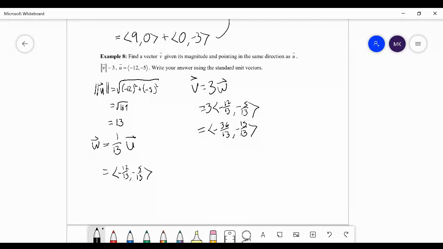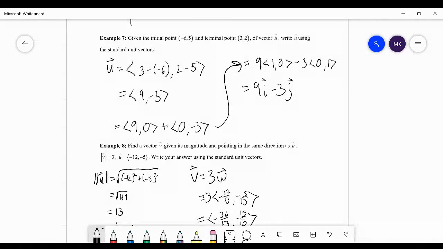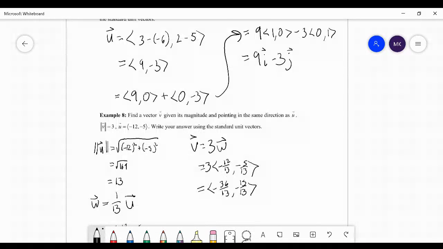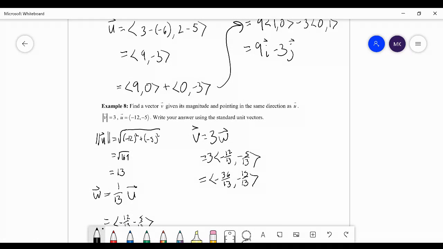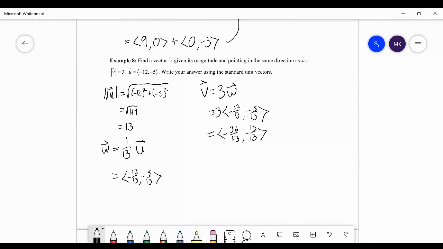Okay, so now to write this in standard unit vectors, we could do the same thing we did here, where we split it to be like 9, 0, 0, negative 3, factored out. But we can also just see that what happened is I just took the component that's in the x, multiplied it by i, took the component that's in the y, and multiplied it by j. And so we can do that same thing here, and we end up with negative 36 13ths times the vector i minus 15 13ths times the vector j. And that's it. That is as easy as this problem gets.